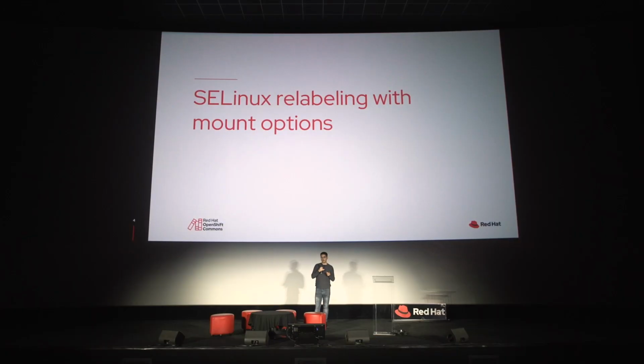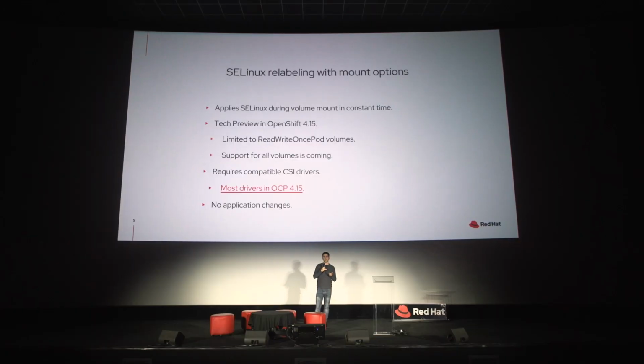So we are trying to improve things, and we are trying upstream to apply a SELinux label via mount options. Don't worry, I won't go into details. Mount option applies a SELinux label to a volume in constant time. It's instant. There is no walking through the hierarchy. Doesn't matter how many files you have. It is instant. It is available as tech preview in OpenShift 4.15.